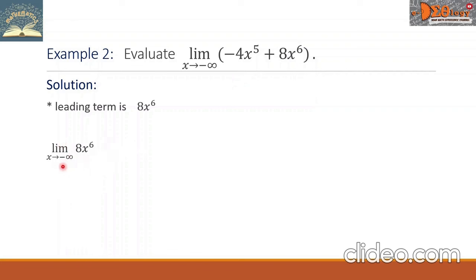Let us substitute the negative infinity to the x. So we have 8 times the quantity, the negative infinity, raised to power 6. We have the power here as even number. So the negative sign of the infinity becomes positive. We simplify this now as infinity. Now, the constant 8 multiplied by infinity is simply infinity.